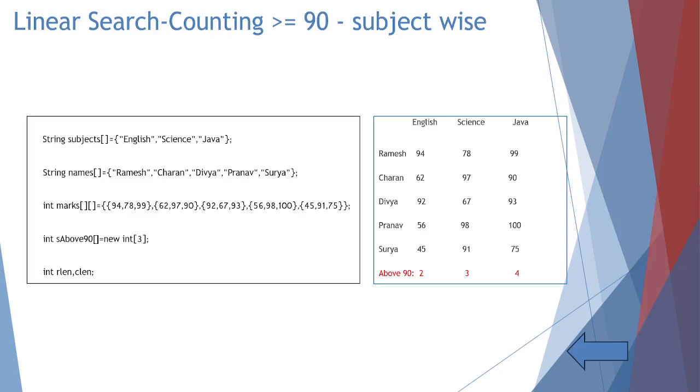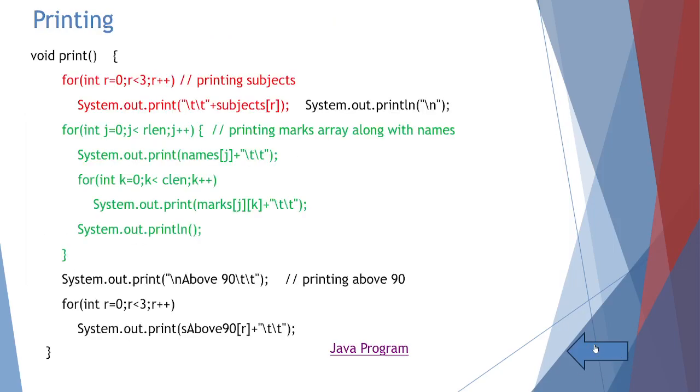Then the third loop prints at the end the above or equivalent to 90 counts, that is the 2, 3, 4 column. And RLN and CLN we first of all store in the previous S above 90 method only. Now look at the print statement. There are 3 different for loops. One is in red color, then one in green, then black. The first set of statements are printing subjects and println.